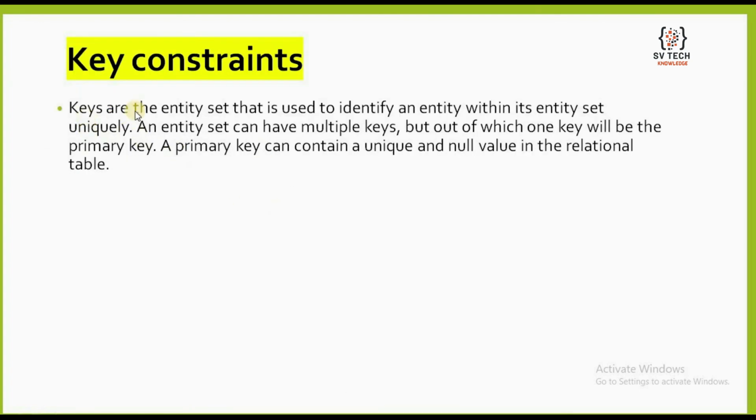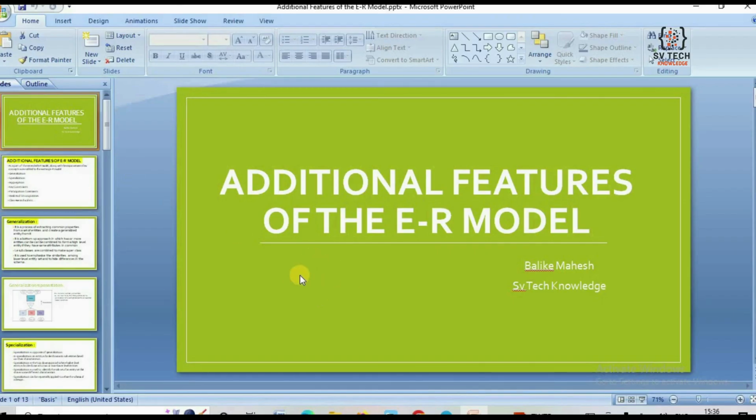Key constraints. Keys are attributes of the entity set that are used to identify an entity within its entity set uniquely. An entity set can have multiple keys, but out of which one key will be the primary key. A primary key contains a unique and non-null value in the relational table. So this is all about additional features of the ER model.